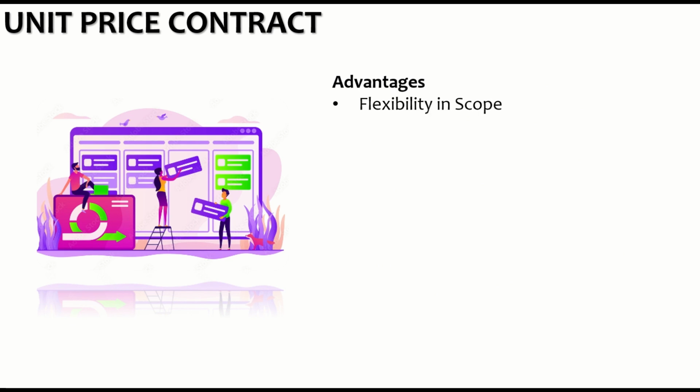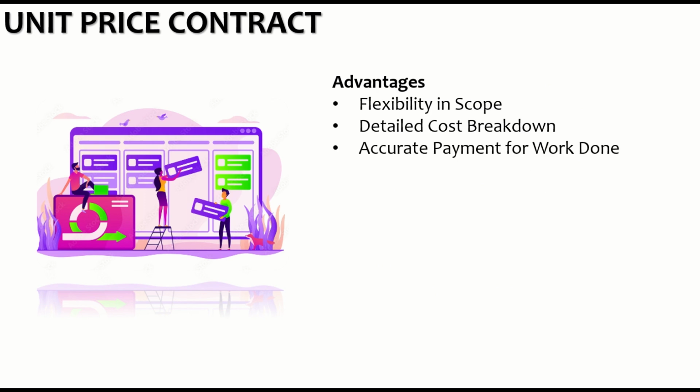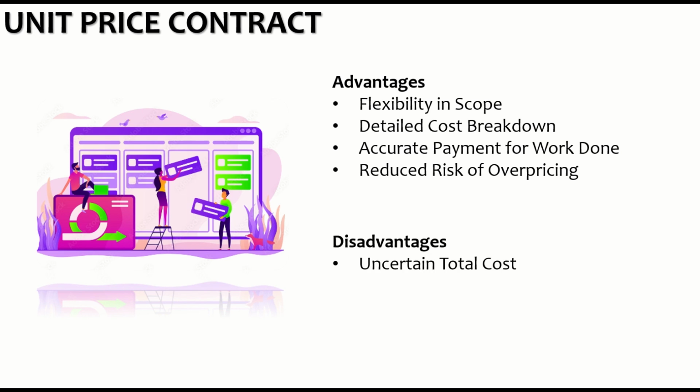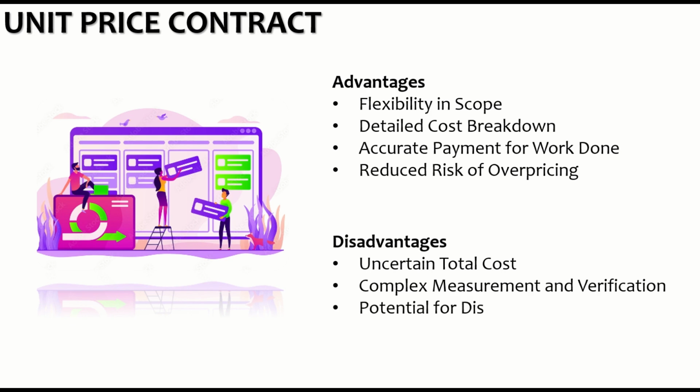The advantages are the flexibility in the scope, a detailed cost breakdown is available, and accurate payment for the exact amount of work done is possible. So the risk of overpricing is reduced in this case. The disadvantages are the uncertainty of the total cost, because it can vary with the variation in the quantity. The measurement is quite complex in this type of contract. There is a potential for disputes because the entire scope is not specifically defined at the start of the project.